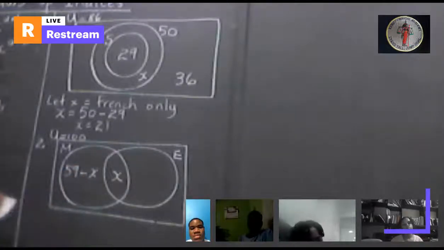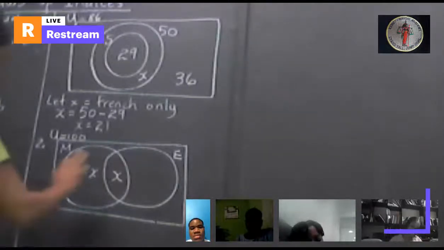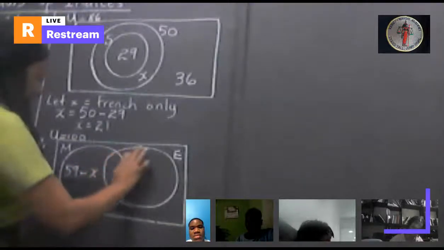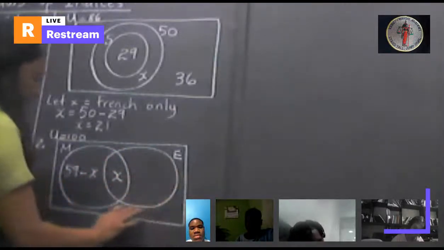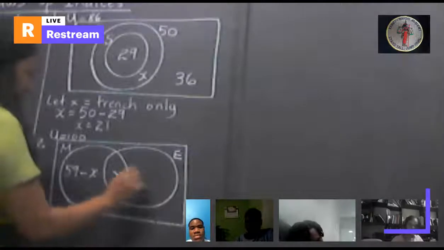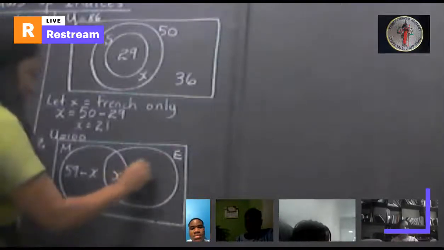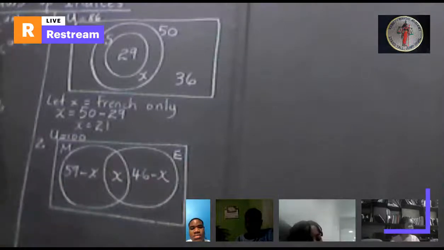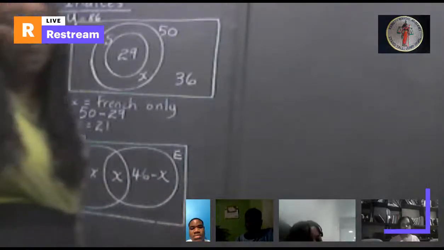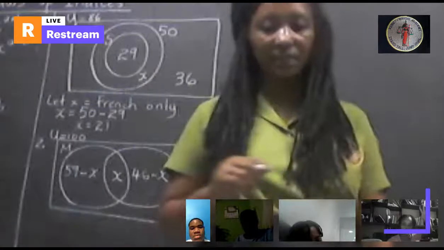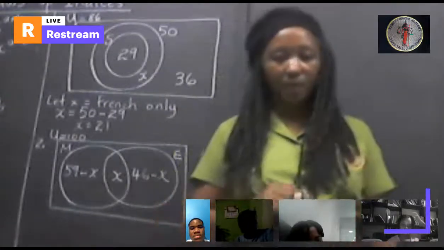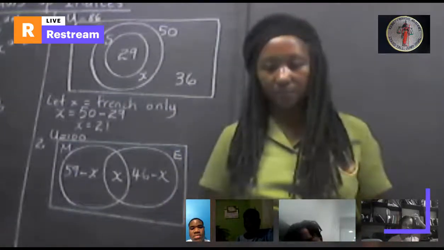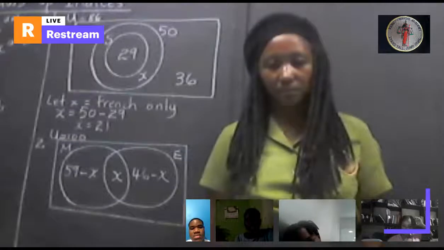Yes, miss. And 48 students do English. So this is the English circle. Yes, miss. So for English only, it will be 48 minus X. All right, so how do we find what X is? Miss, subtract. Subtract what? When you group them, miss, and work it out. English from the maths, miss.